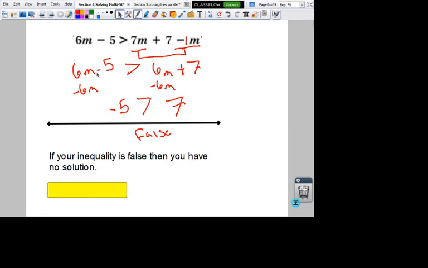So whenever we get rid of our variables and we get something that is false, we say no solution. And just like before, because I'm lazy, I usually abbreviate it as NS for no solution.